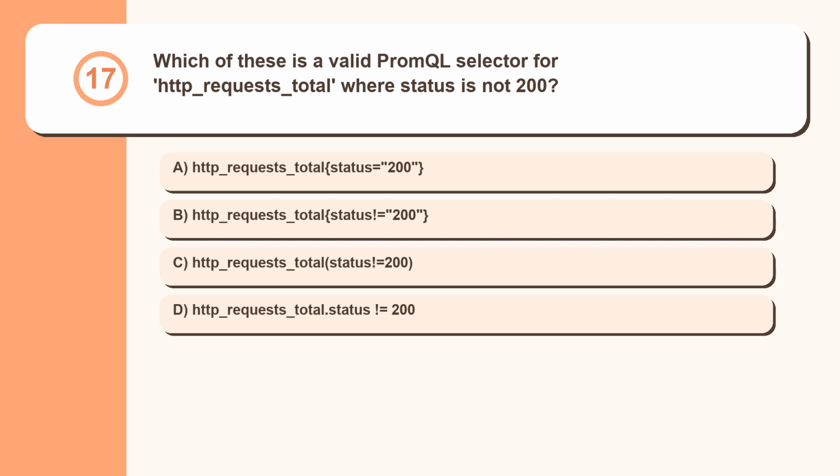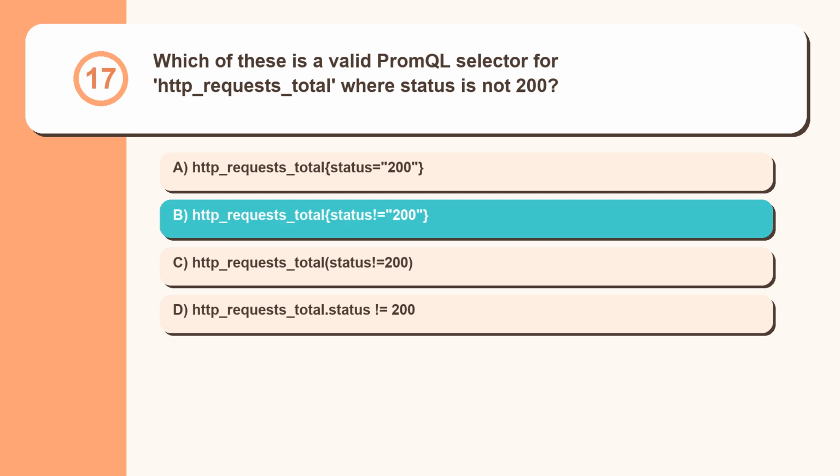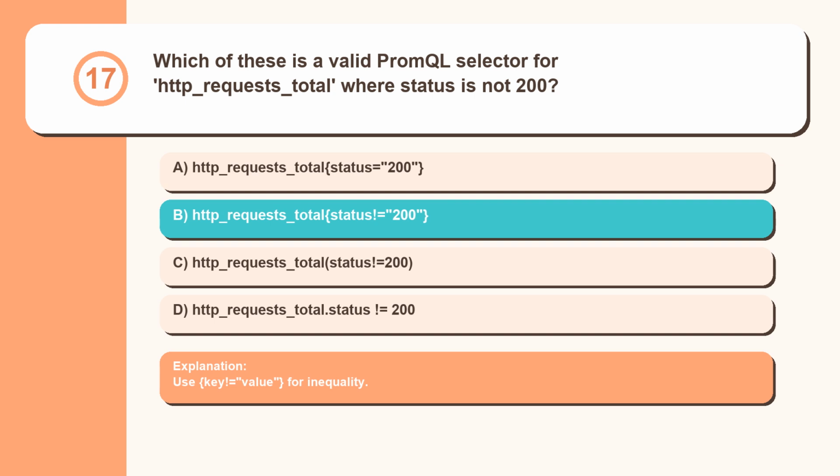Question 17. Which of these is a valid PromQL selector for http_requests_total where status is not 200? http_requests_total{status="200"}, http_requests_total{status!="200"}, http_requests_total.status=200. Use != for inequality.